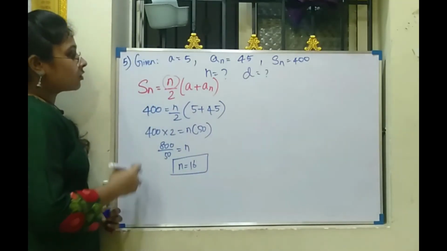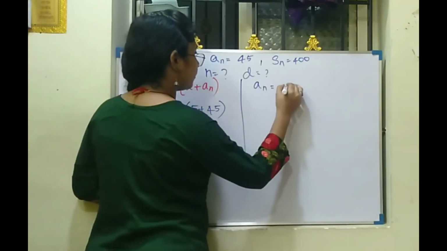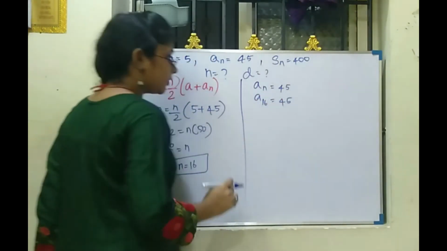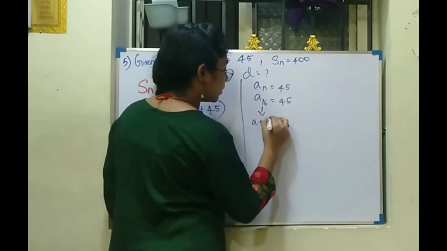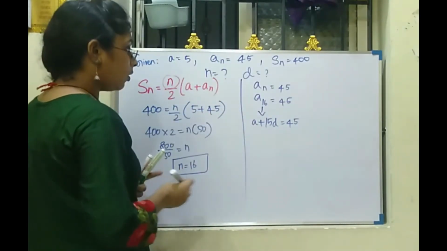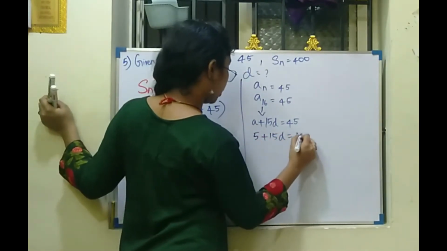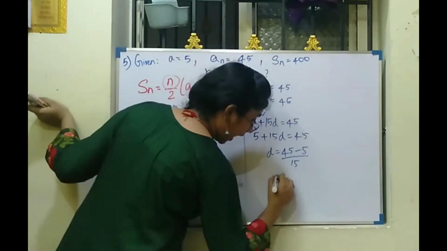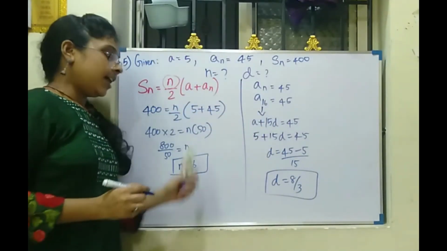Now we know the value of n, so let's find out the value of d. an is equal to 45 and n is equal to 16, means a16 is equal to 45, right? So how can we expand this a16? a plus 15d is equal to 45. So a value will be 5, so 5 plus 15d is equal to 45, where d is equal to (45 minus 5) divided by 15, and d is equal to 8 by 3. So we know the value of n and d.